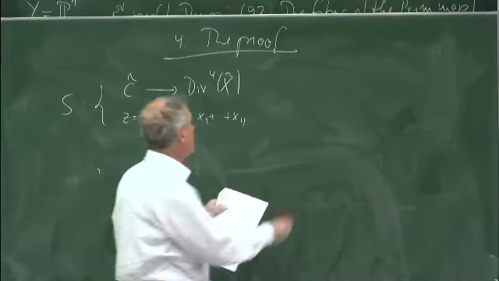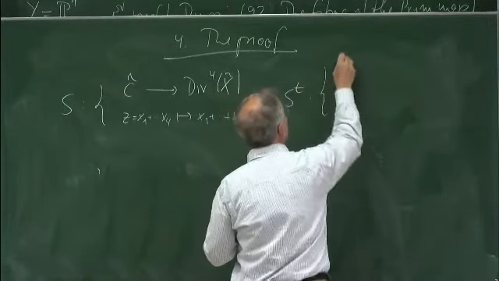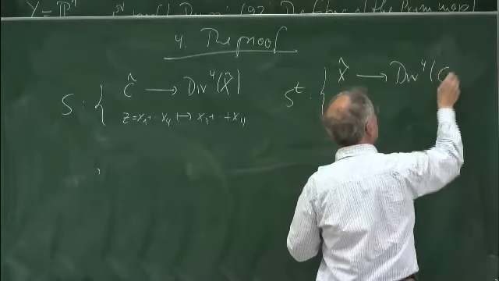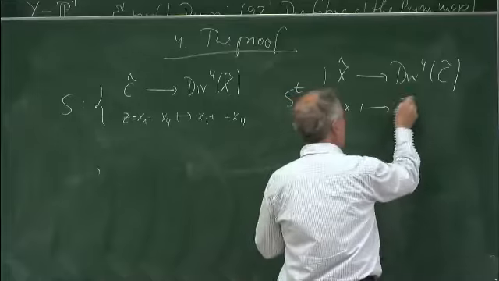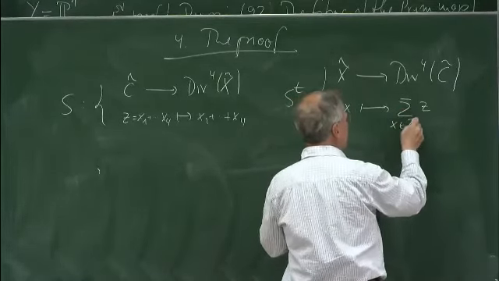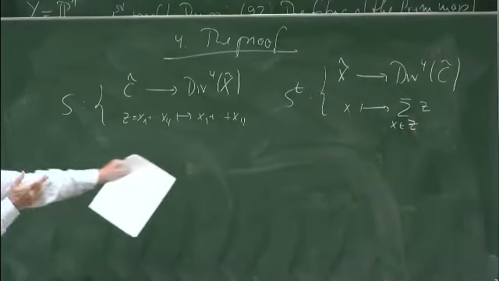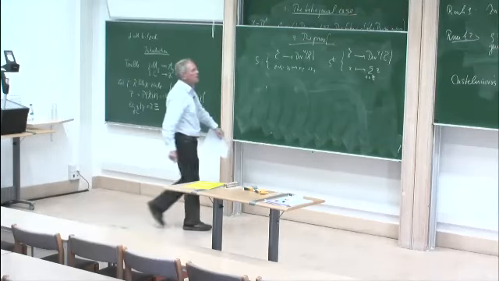And similarly S transpose goes from X tilde to divisors of degree 4 on C tilde, just by associating to X the 4 Z which contain X. There are 4 of them. I mean, this is easy to check. Maybe I don't have the time for this.